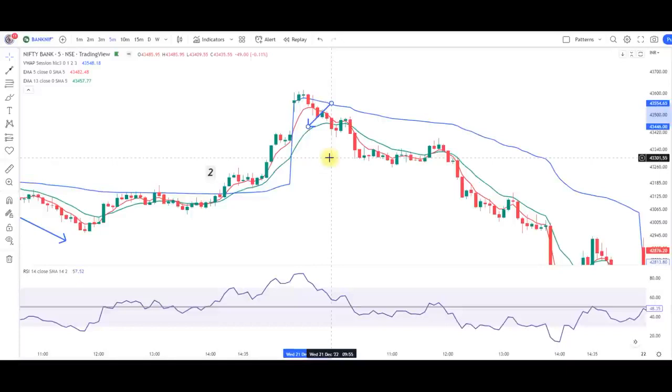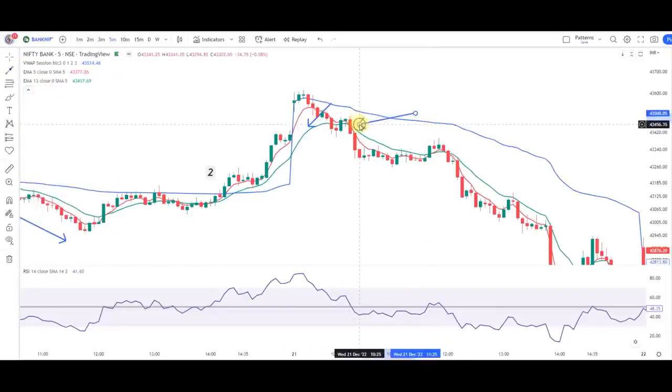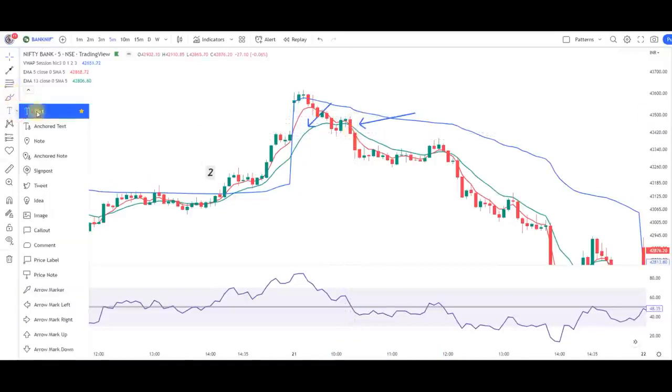So we are waiting for the opportunity. So here you can see the red candle. We got the bearish crossover. In this candle, we got the bearish crossover. And at the same time, RSI also crossed below 50. And price also below VWAP. So one can enter into the short trade below this red candle. So this is a trade number 1.